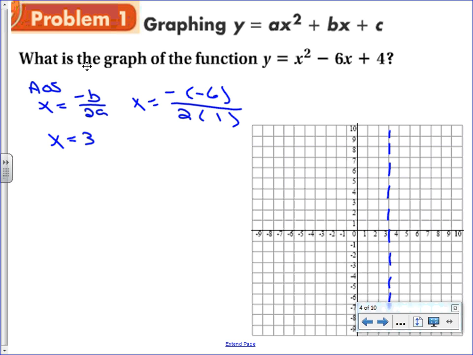All right. Now our vertex. Vertex is found by using the 3 in place of the x. So we set up our equation y equals open spots wherever we see the x.